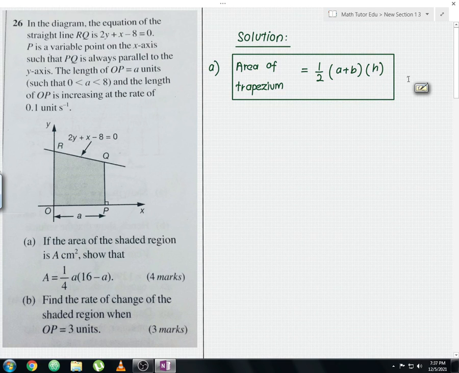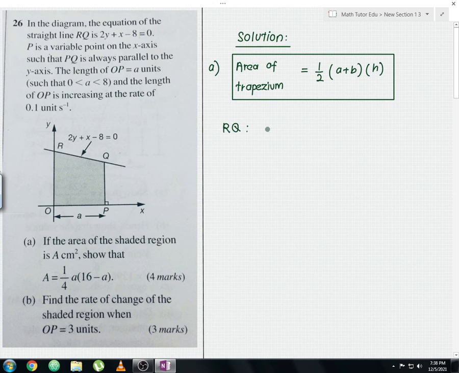So by understanding the area of trapezium and the formula, then only can we proceed to the next step, guys. Okay, so take a close look in the diagram again. So the height is given as a, but then we don't know the two lengths. Okay, so in order to find the two lengths, we're going to use the straight line equation RQ as our reference. So from here, the straight line equation RQ, we're going to convert in terms of the y equals to mx plus c form.